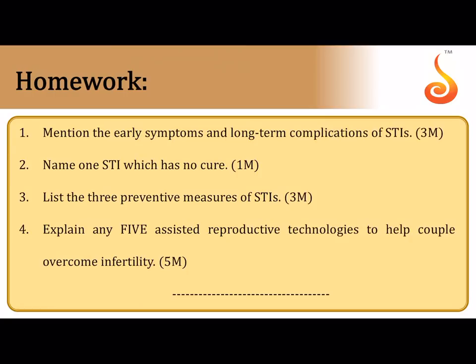Homework question for today's lecture. Mention the early symptoms and long-term complications of STIs for 3 marks. Name one sexually transmitted infection which has no cure. List the 3 preventive measures for STIs for 3 marks. I had told you about the 3 principles one must follow to be free of sexually transmitted infections. The last one is a very important 5-mark question. Any 5 assisted reproductive technologies you have to explain in detail, which can be adopted by a couple to overcome infertility.